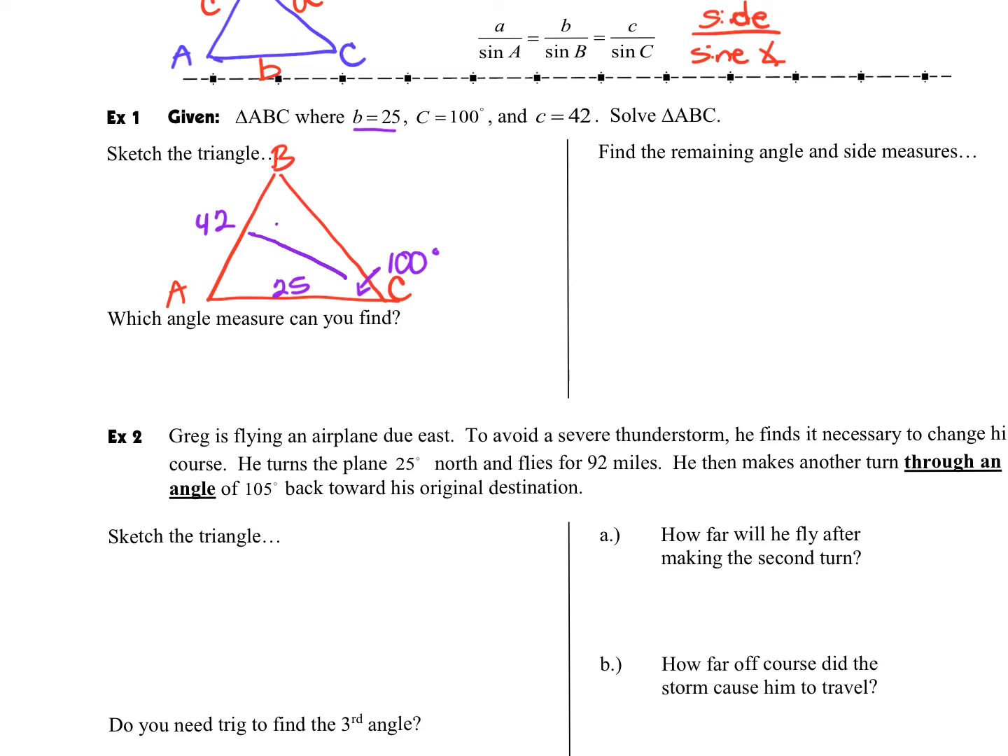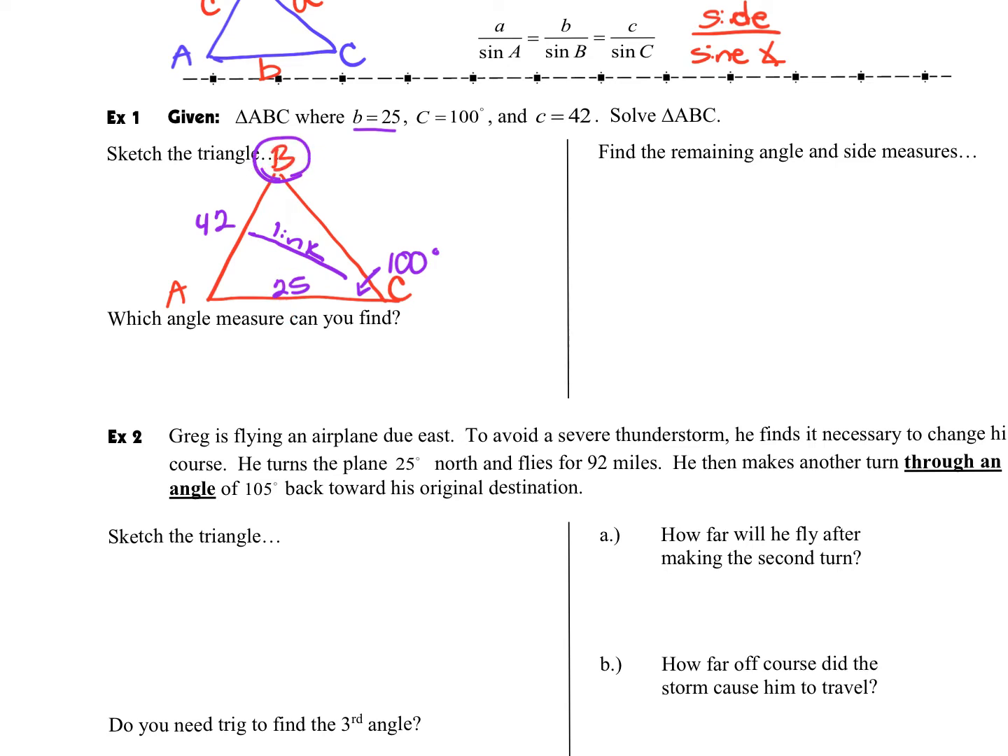I know the measure, I'm going to mark this here as a link. I know the measure of a side and the measure of an angle across from it. And whenever you have that situation, you can find something in the triangle. So I've got a side and I have an angle across from it and I have another side, which means we can actually find the measure of angle B. So that's going to answer our first question right here. What angle can we find? Angle B, because it's across from the 25.